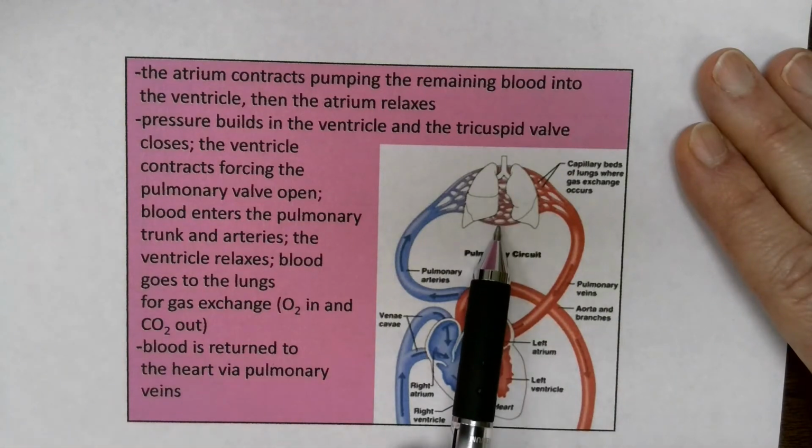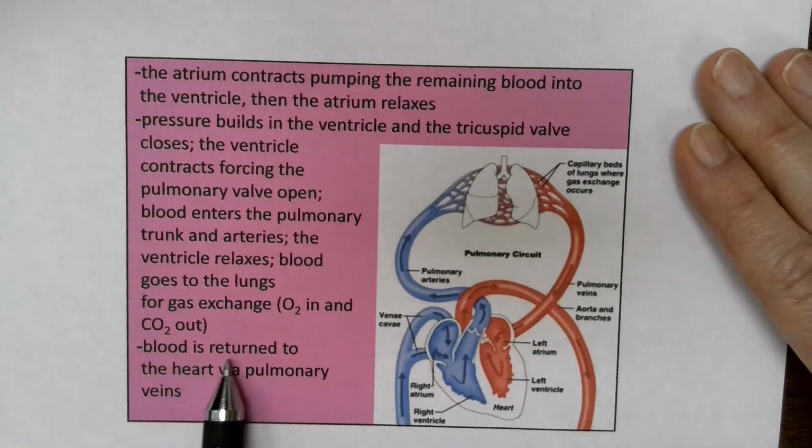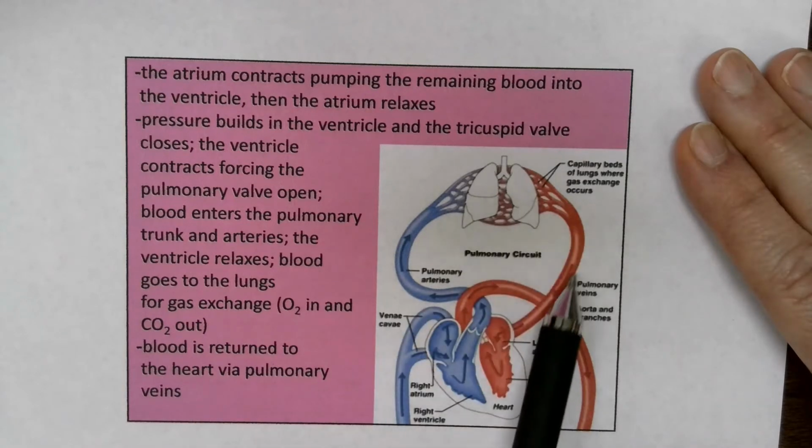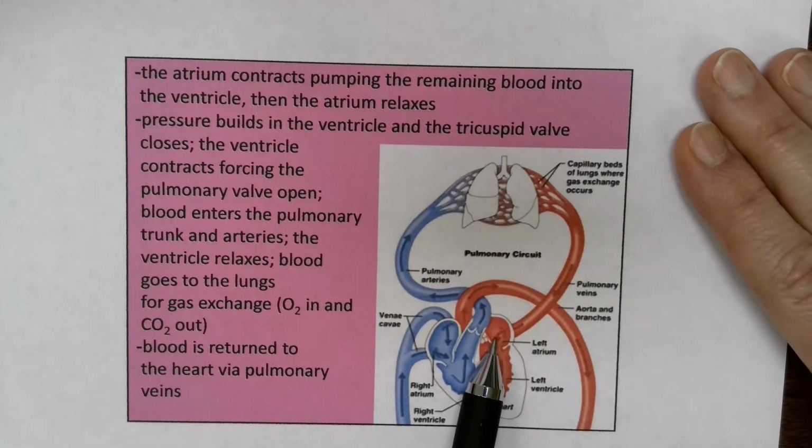So you got a nice capillary bed shown here in the lungs, right? And so then blood's going to be returned to the heart via the pulmonary veins, right? So here's the pulmonary veins coming back into the left atrium.